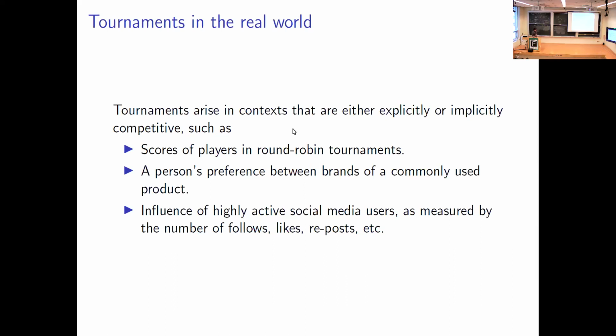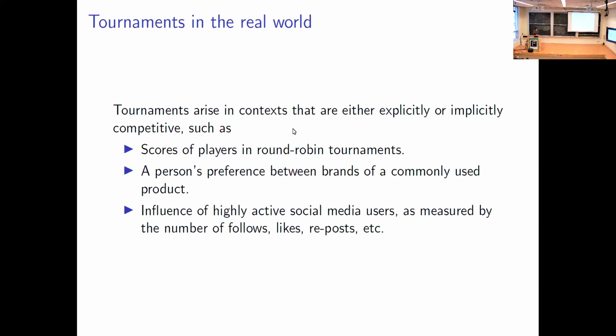Yeah, so tournaments, or oriented complete graphs, represent highly dense networks, especially in contexts where there's some sort of competition between the nodes. A classic example is that of round robin tournaments in a game or sport where there are no ties between players. So an arc from player A to player B just indicates that player A defeated player B.